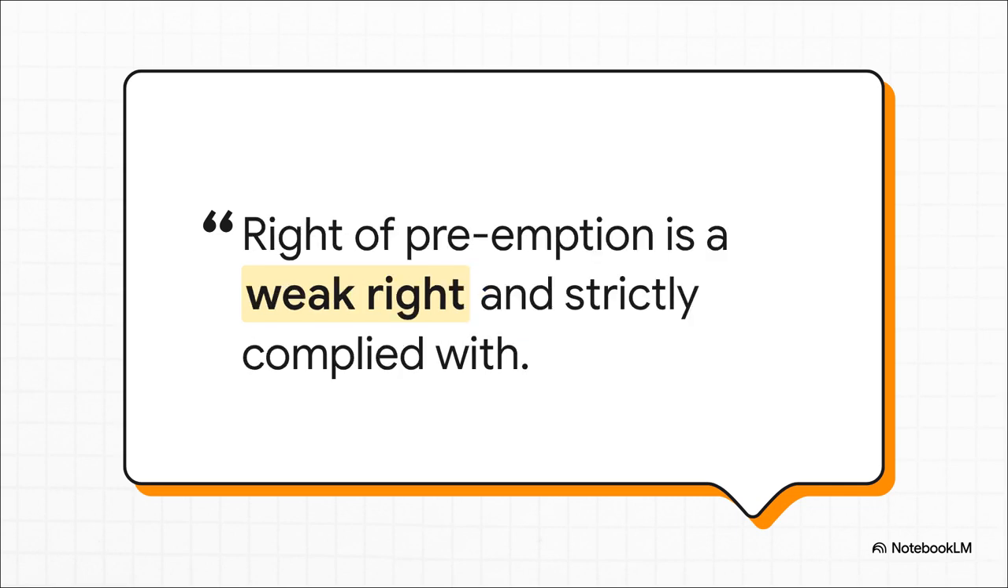Second case, Bishan Singh v. Kazan Singh. Here, the court held that the right of preemption is a weak right and must be strictly complied with. Read that exact verdict again in your minds. Command yourselves to underline this case name on your paper.